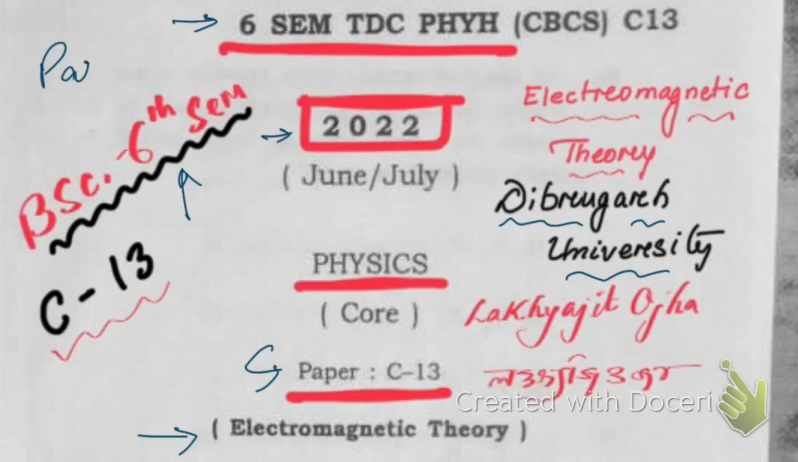In part 1 we have already solved up to question number 2. Question numbers 1 and 2 are solved in part 1. So today we're going to solve question number 3, parts A, B, C.